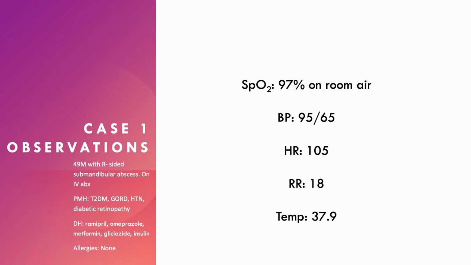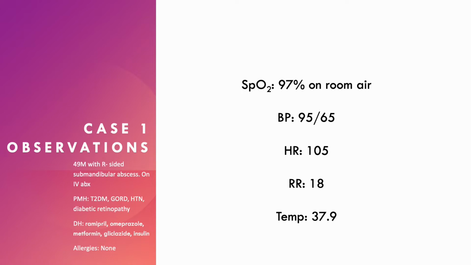That's low. That's low, and that's concerning for this patient. And he also has a tachycardia. So this patient is hypotensive and tachycardic. His respiratory rate is okay, and his temperature is 37.9, which is technically a pyrexia. So you put the hypotension, the tachycardia, and the pyrexia together, and what may this patient have developed? You want to be thinking about sepsis.